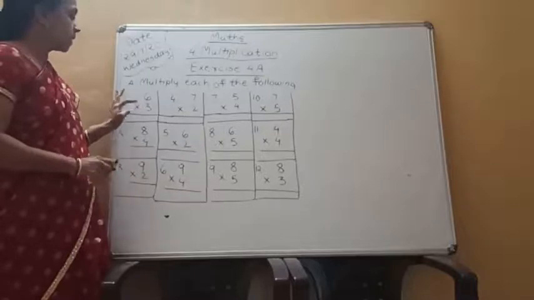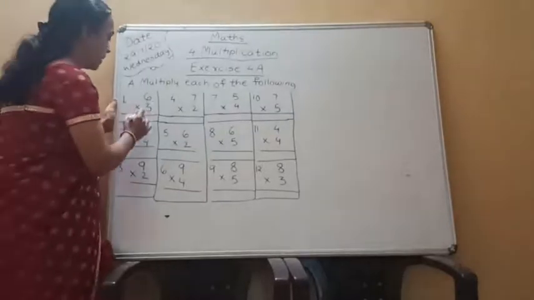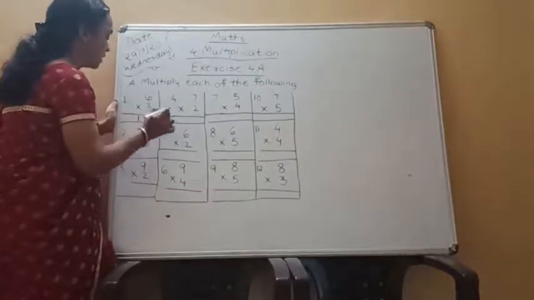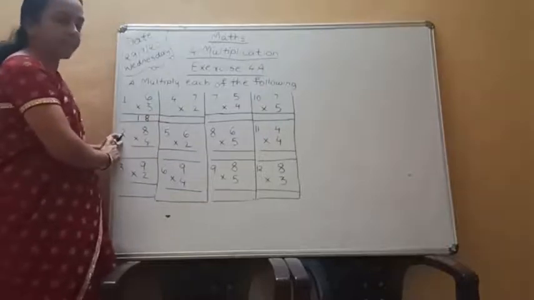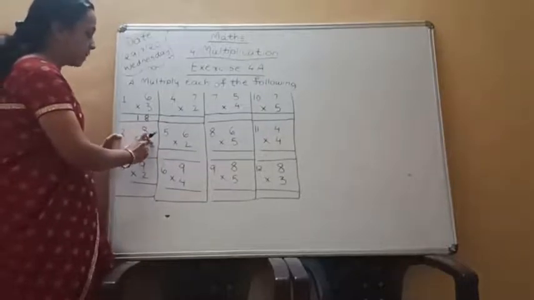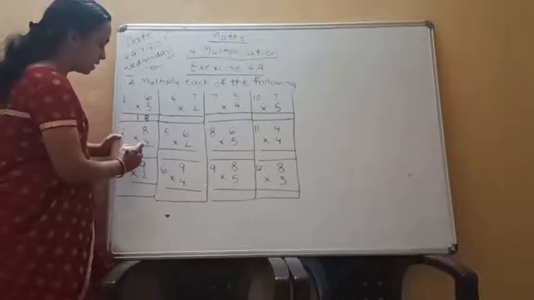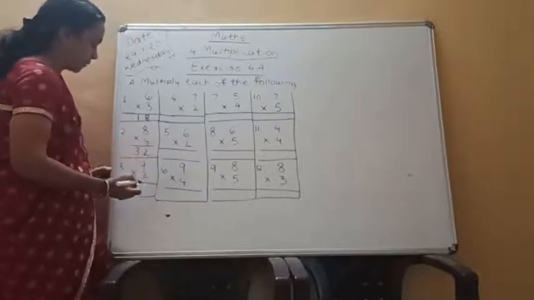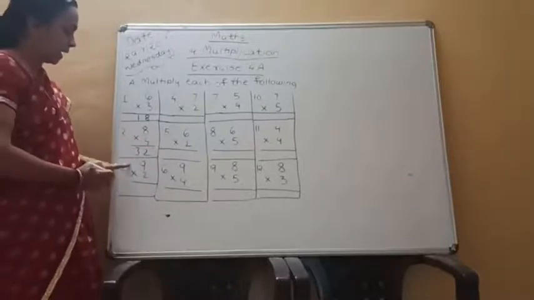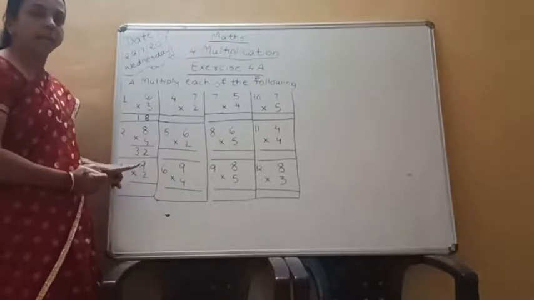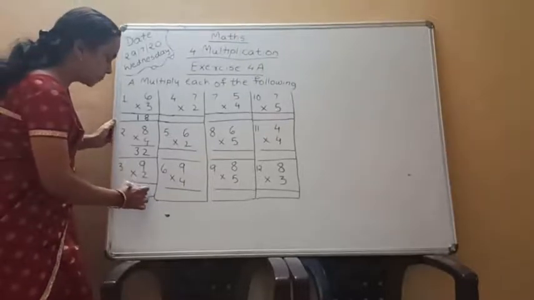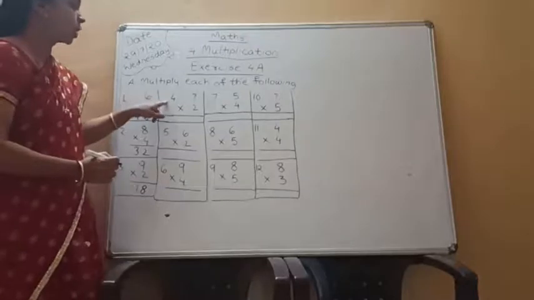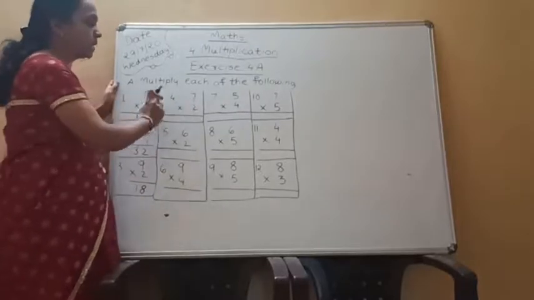6 multiplied by 3. 6 3s are 18. So you write down here 18. Now see the second example. 8 multiplied by 4. 8 4s are 32. Now see the third example. 9 multiplied by 2. 9 2s are 18. Now see the fourth example. 7 multiplied by 2.